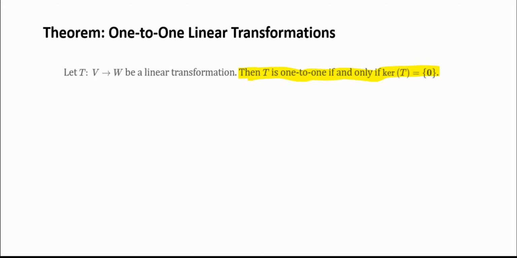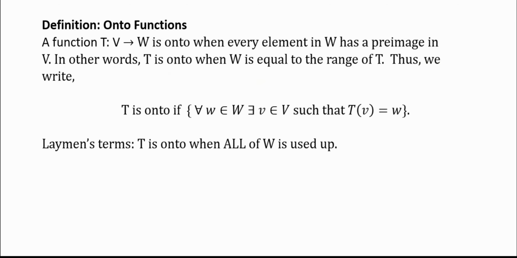So keep that in mind. To determine one to one, we want to find the kernel. Well, the kernel is no more than just the solution space for AX equal to zero, and we want to make sure that we get all zeros for the solution, basically the trivial solution, right? If not, then it's not one to one.